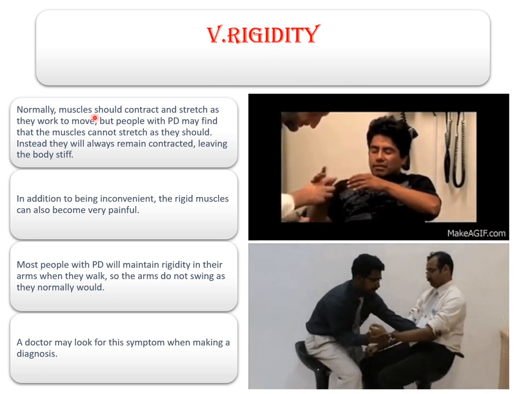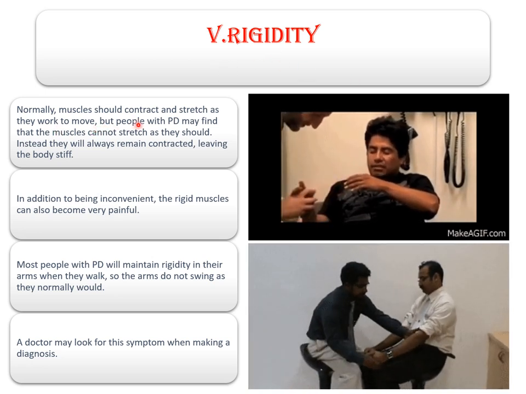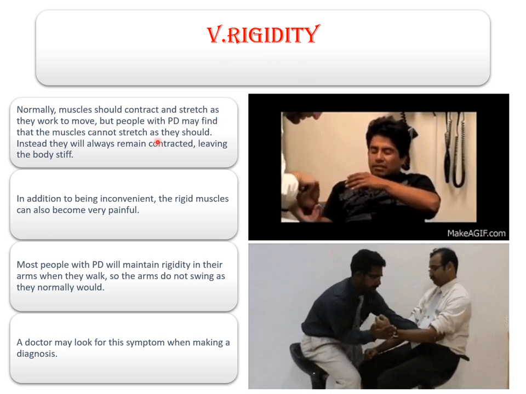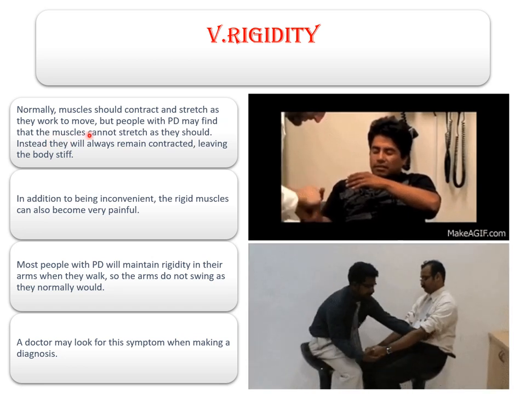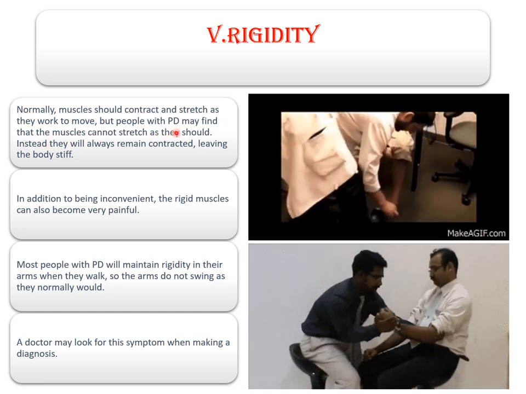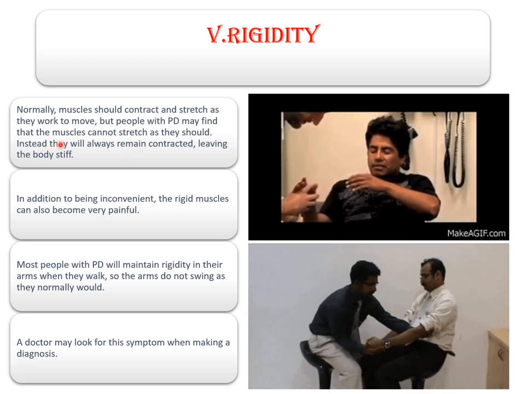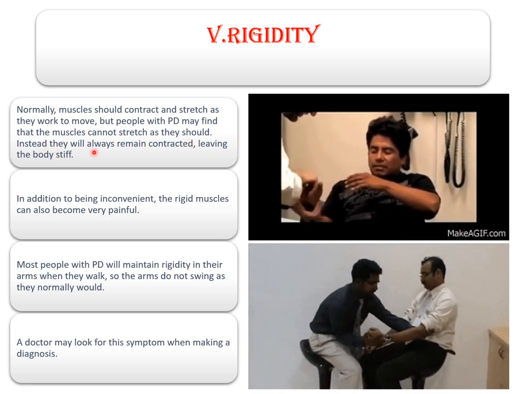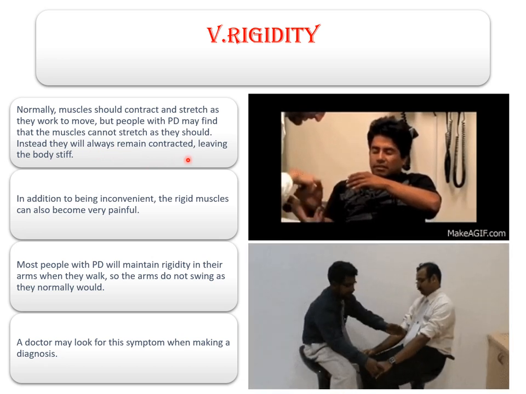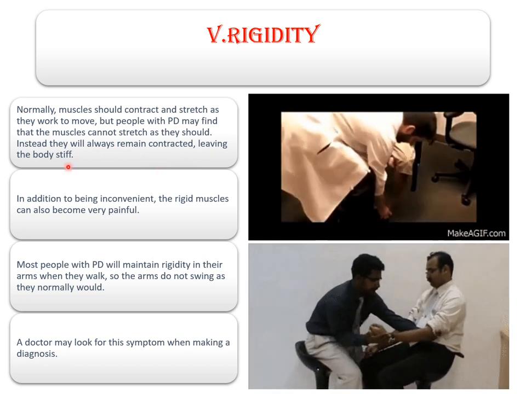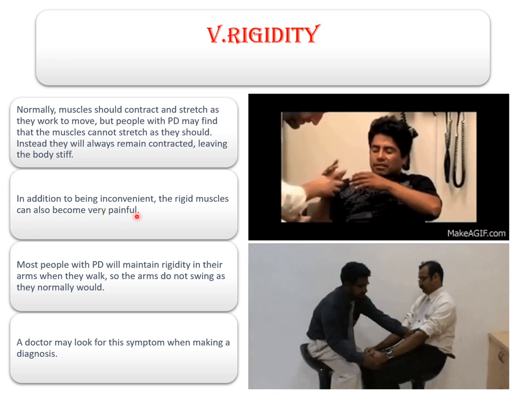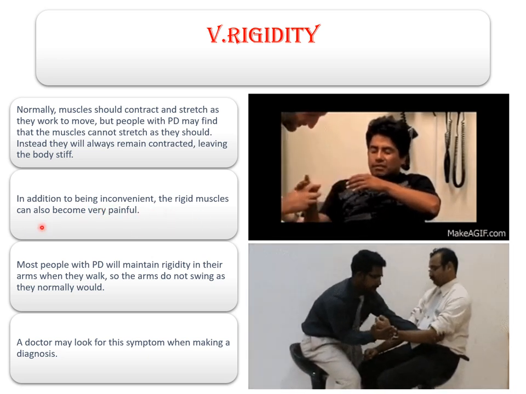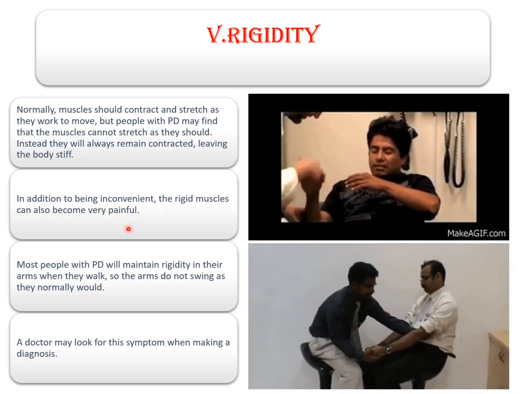Then rigidity. Normally, the muscles should contract and stretch as they work to move. But people with Parkinson's disease may find that the muscles cannot stretch as they should. Instead, they will always remain contracted, leaving the body stiff. In addition to being inconvenient, the rigid muscles can also become very painful.